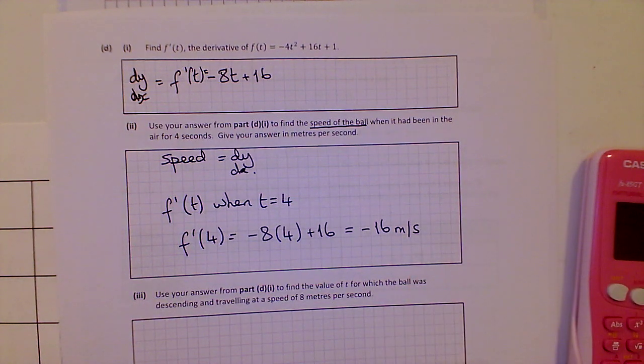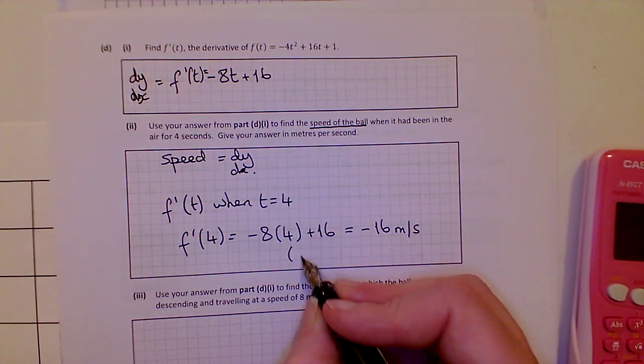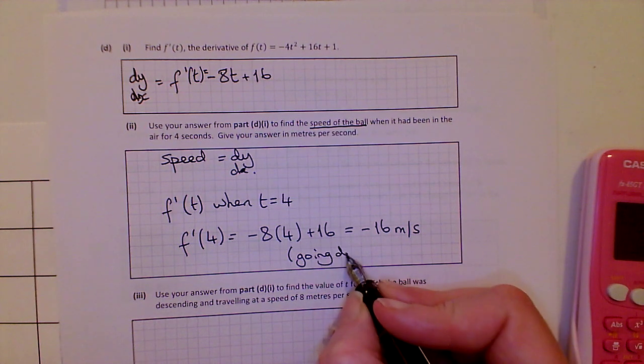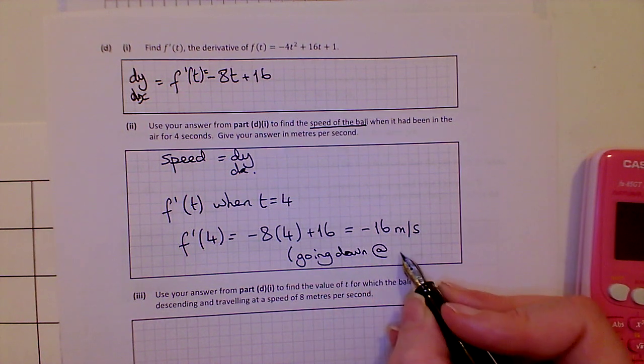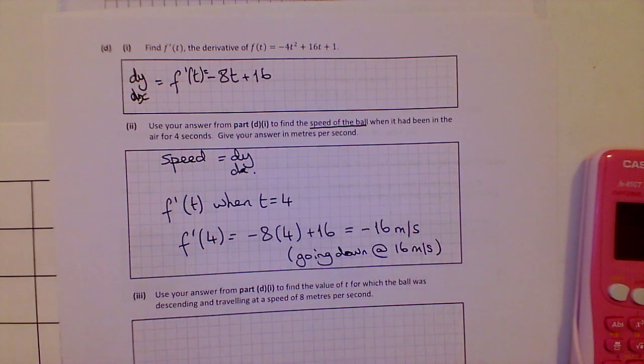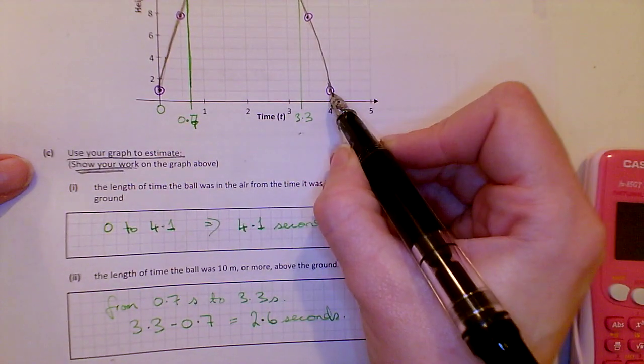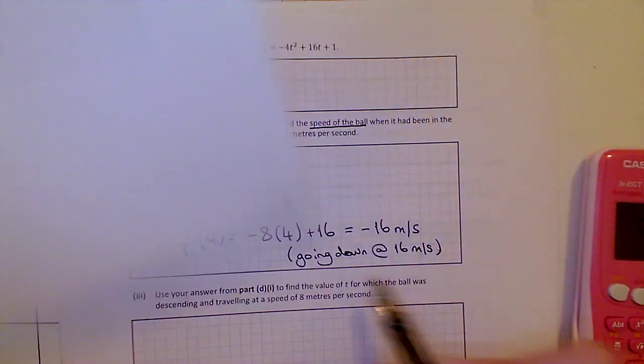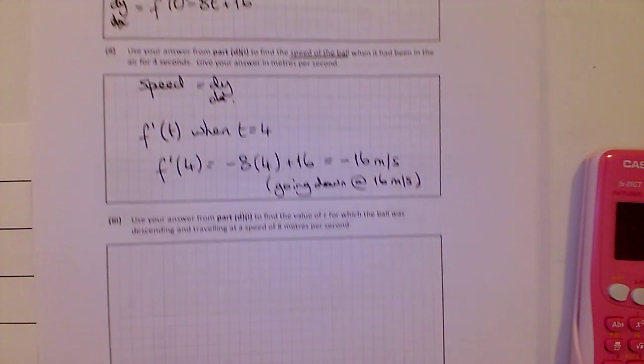So what does that mean? It means it's going down at 16 meters per second. And if we look back at our graph again, that's exactly what it's doing. It's going down. So it's hitting the ground at approximately 16 meters per second.